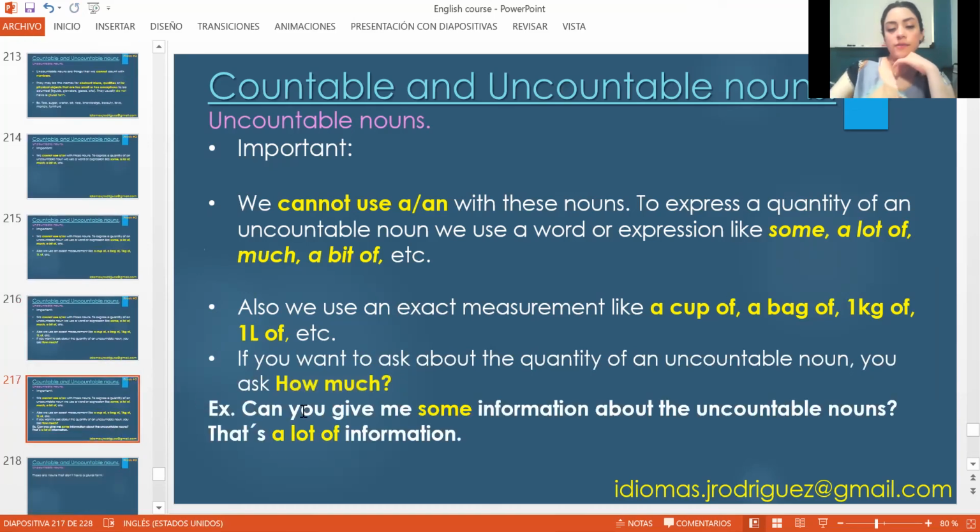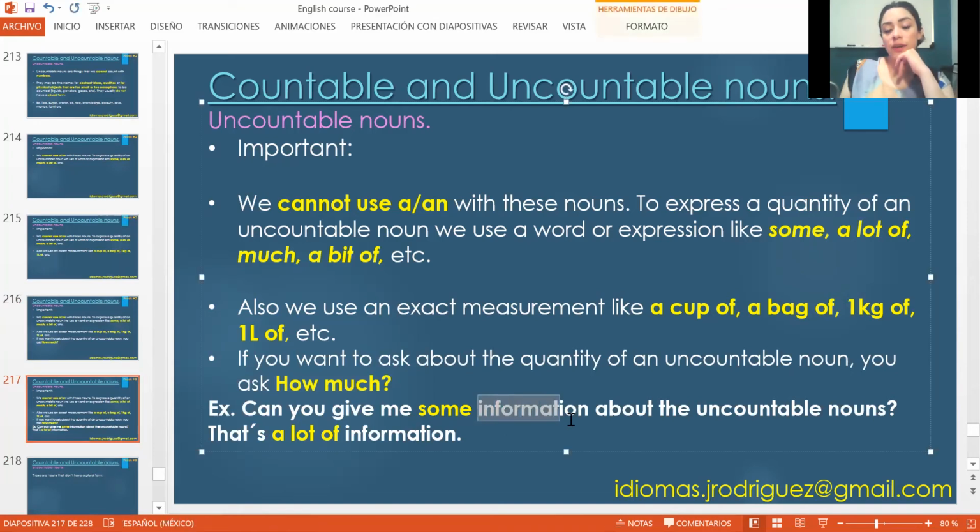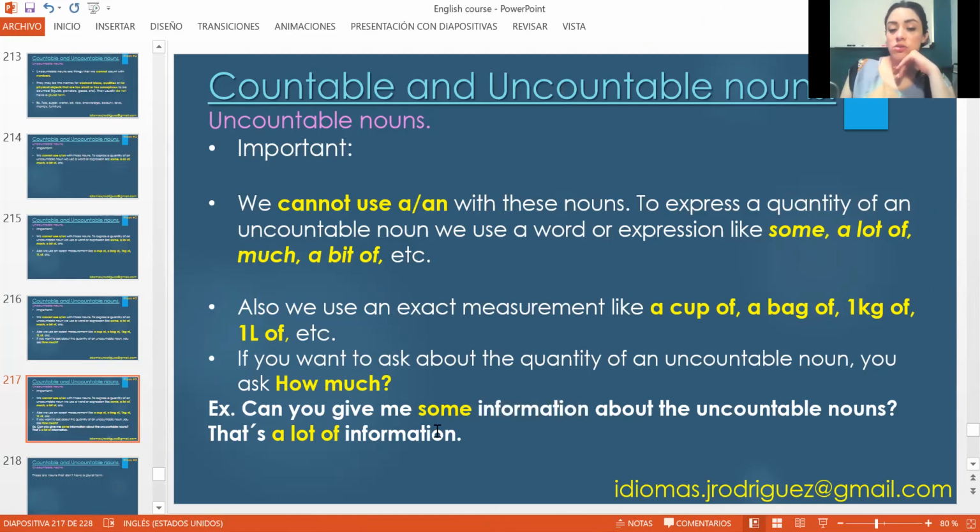Okay, here we have an example. Can you give me some information about the uncountable nouns? Information. What's the noun here? ¿Cuál es el noun? ¿Cuál es el sustantivo aquí? Mi sustantivo es information. Información. ¿Ok? E información es incontable, uncountable. So I use some. Give me some information.